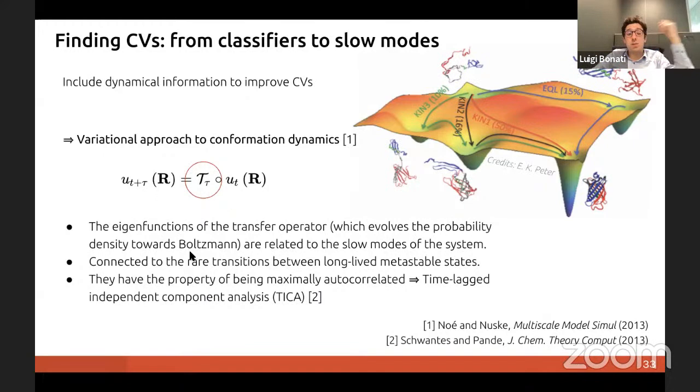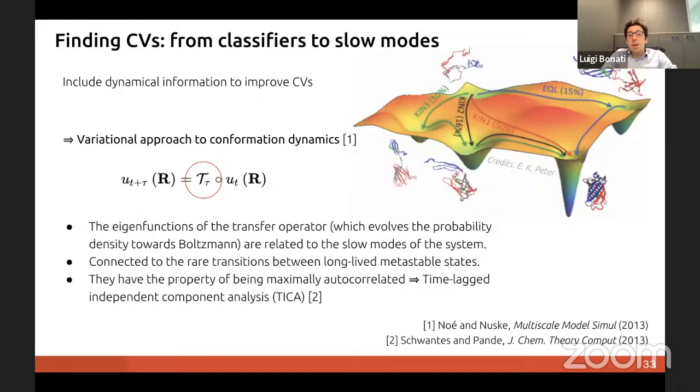So, if you are interested in the theory, you can check these and many other papers. What I want to highlight here is that in a rare event scenario, the eigenfunctions of the transfer operator are connected to the rare transitions between the long-lived metastable states. And so these are exactly the collective variables we want to identify. How can we find them? They have the property of being maximally autocorrelated. So we should look for a function of the phase space whose autocorrelation is maximal.